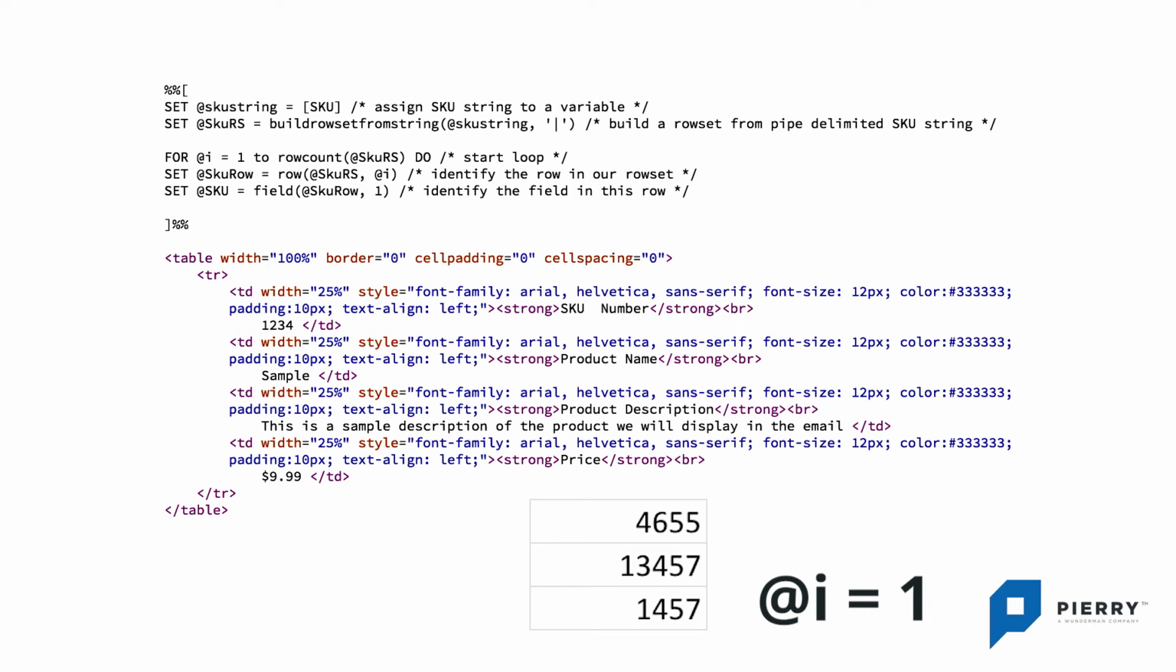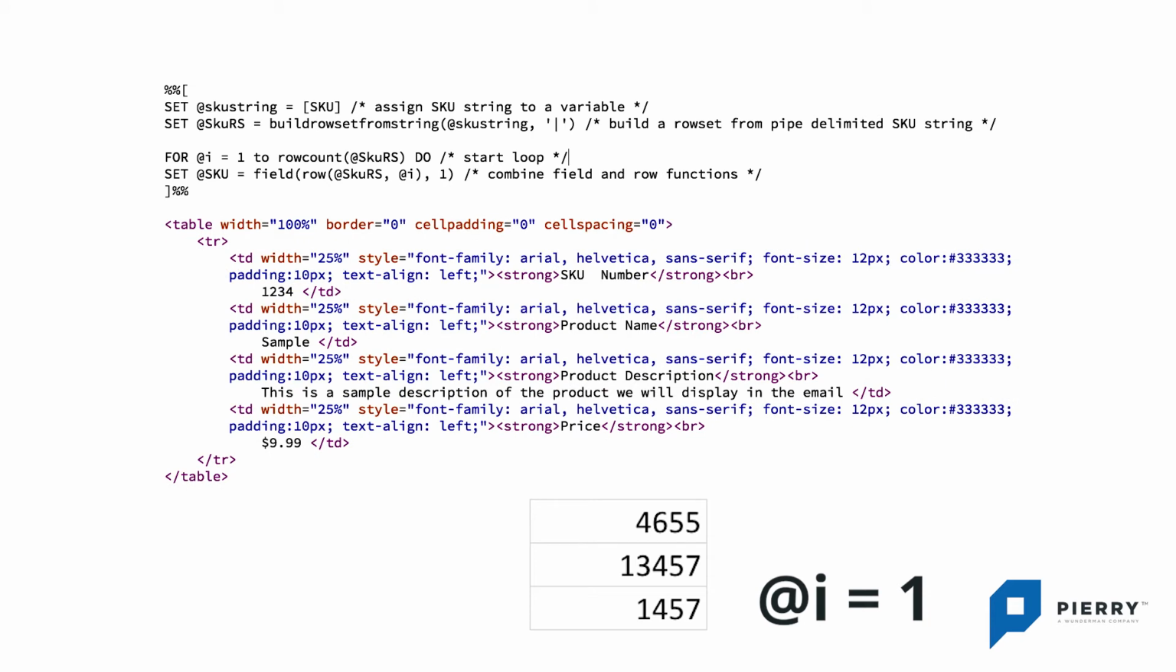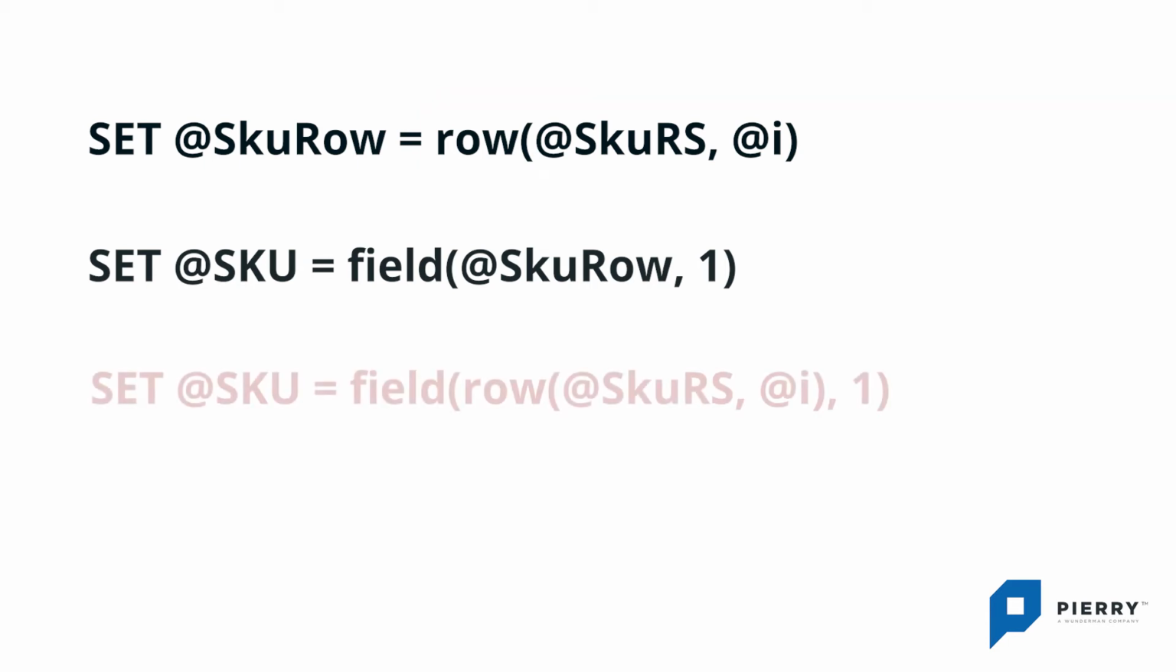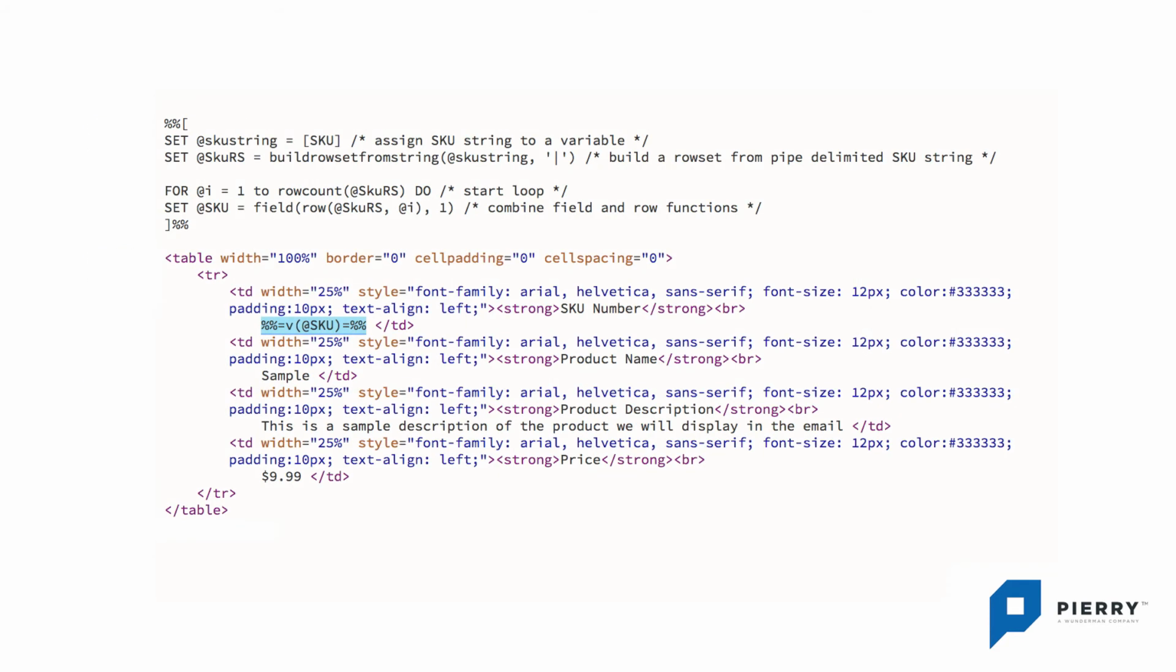Now here's a pro tip. To make our script more efficient, we can combine the row and field functions into one statement like this. Set skew equals field row skew rs I 1. All we are doing is replacing variables in the latter statements with the full Ampscript that creates them in the previous statements. By combining these, we eliminated the statement where we created the row variable, replacing skew row with the Ampscript that created the skew row variable to begin with. So now we have the first skew number. Let's add it to our HTML to output.